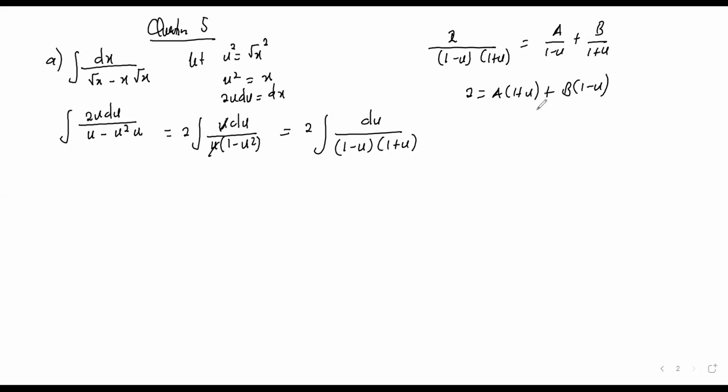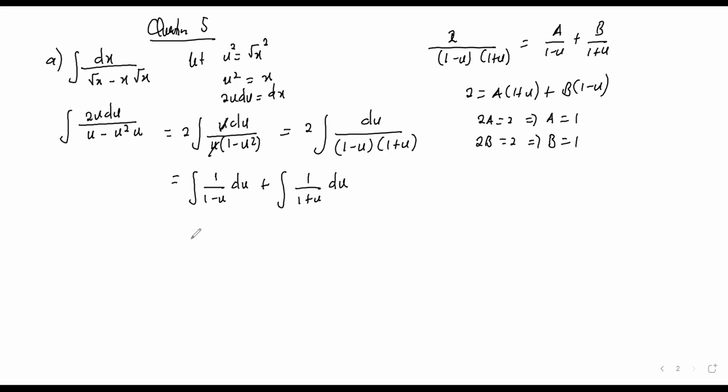And then of course we know that if u is equal to 1, the B part disappears. So we end up having 2A equal to 2, simply telling us that A is 1. If u is equal to negative 1, again we'll have 2B equal to 2, simply giving us B equal to 1. Then we come back and substitute. So we'll have the integral of 1 over 1 minus u du plus the integral of 1 over 1 plus u du, where we use the ln: ln of 1 minus u plus ln of 1 plus u plus c. The question is, what was your u? u was the root of x.